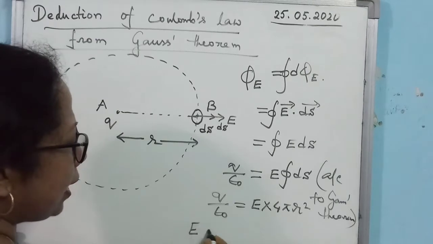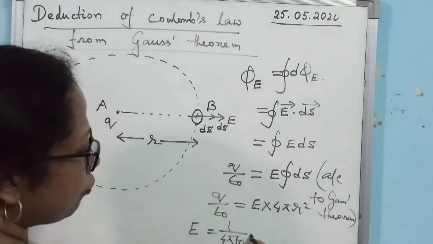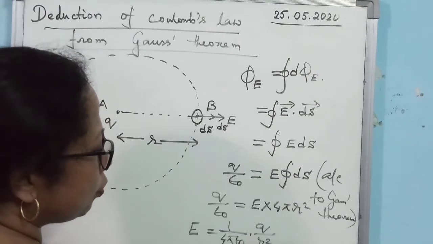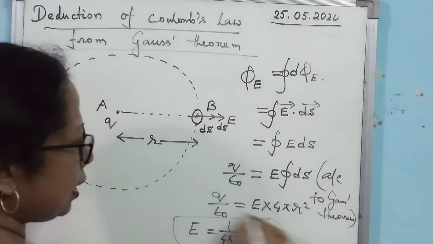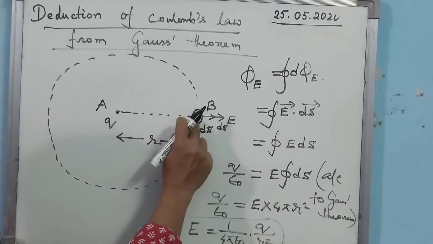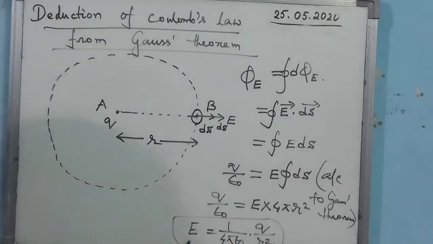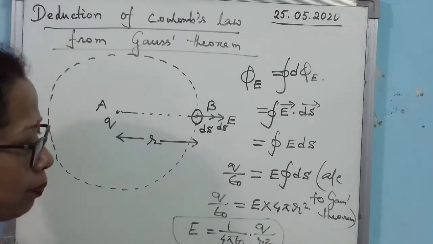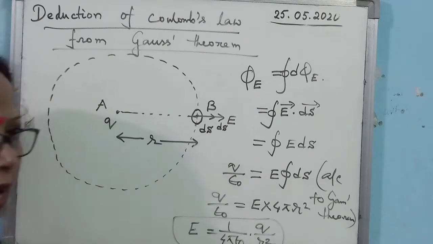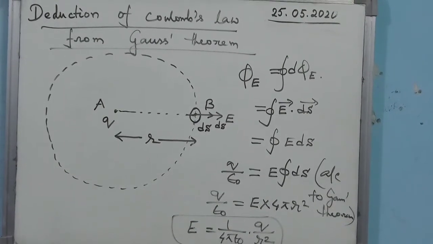So if you simplify it, what are you getting? E is equal to 1 by 4 pi epsilon naught Q by R square. This is the electric field intensity here. If you keep another charge, suppose Q1 here, what will be the force? Q1 into E means 1 by 4 pi epsilon naught Q1 Q by R square, which is nothing but Coulomb's law. So this is the way you can derive Coulomb's law by applying Gauss's theorem.